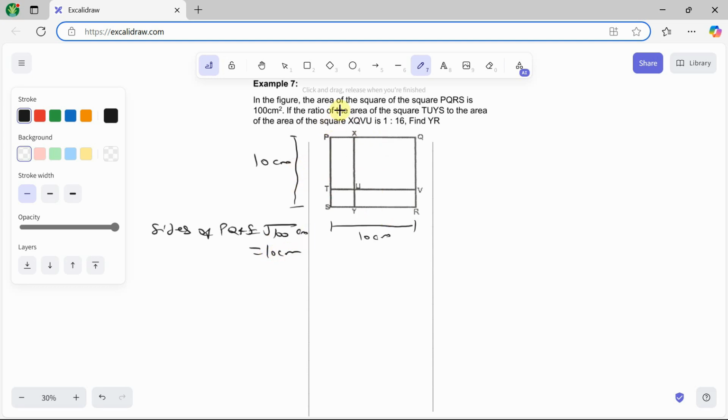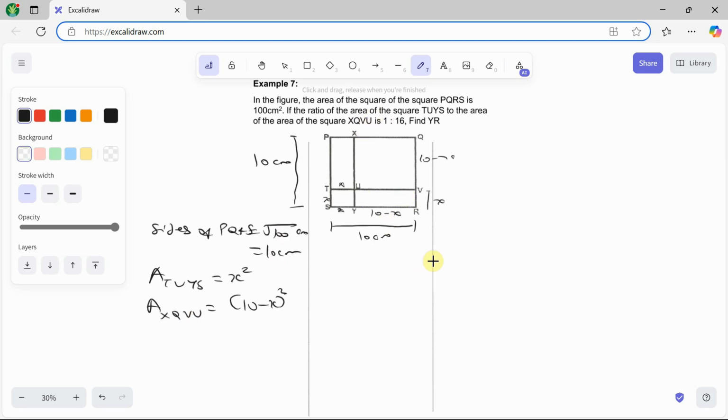It now says that if the ratio of the area TUYS, so if this side is X and this side is X, the area of TUYS will just be X squared, right? X times X. And if this side is X, the other part here is 10 minus X, because this whole side is 10. This side here too is X, and this side there will be 10 minus X, because YR to YR is 10. We know that. So the area of XQVU is 10 minus X all squared. We know that.